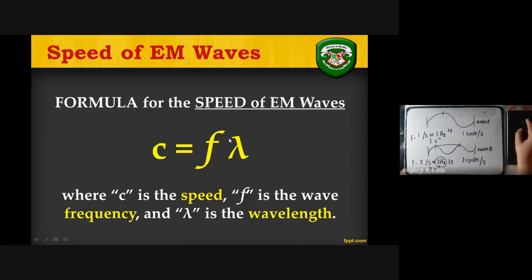This symbol is known as lambda. And this is the one being used to denote or to represent the wavelength of a wave or of an electromagnetic wave. So si lambda tsaka si frequency, where C is the speed of EM wave, F is the wave frequency, and this symbol, which is lambda, is for wavelength. So this is how we compute for the speed of EM waves. And this one is being used now for us to solve some problems involving electromagnetic waves.